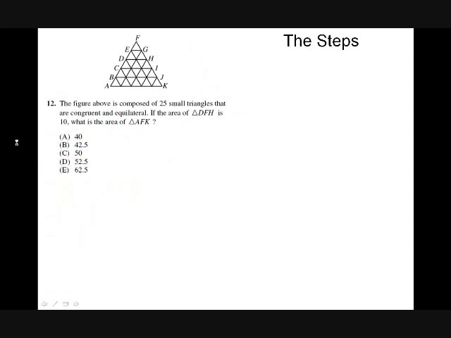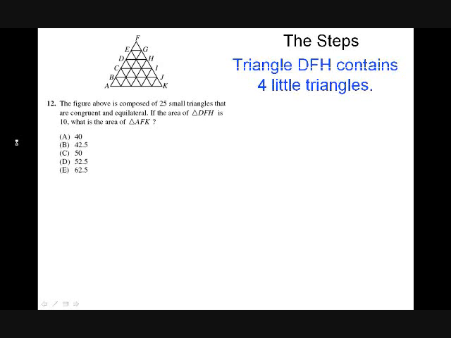Moving on to number 12. The figure above is composed of 25 small triangles that are congruent and equilateral. If the area of triangle DFH, which is the small triangle, take a look at the diagram, is 10, what is the area of the large triangle, triangle AFK? Let's take a look at the steps. Triangle DFH contains how many triangles? Don't forget the one in the middle. So triangle DFH actually has four smaller triangles within it.